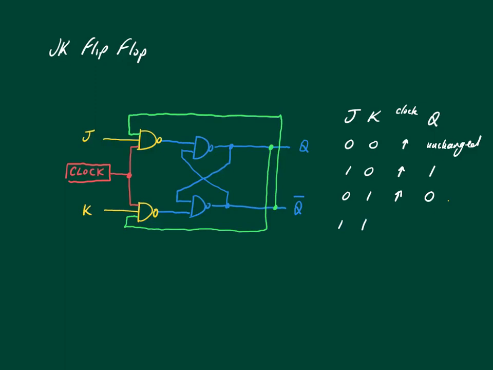And the last state is that if both J and K are 1, and then the clock pulses, previously in the SR flip-flop we would have an invalid state, wouldn't we? But in this logic circuit, whatever the value of Q was is negated. So you end up with Q negated, or it toggles. And those are the four states that you really care about with the JK flip-flop.